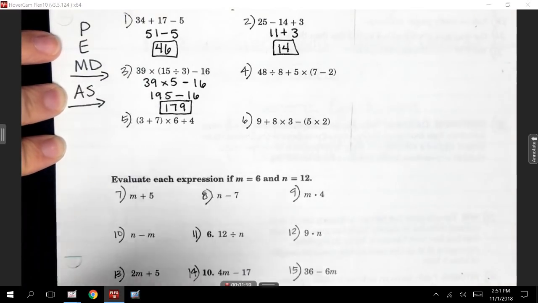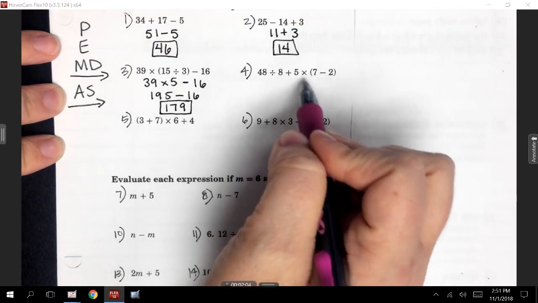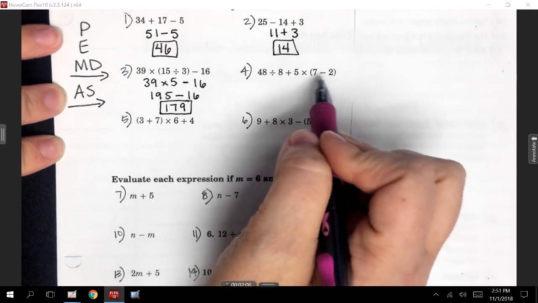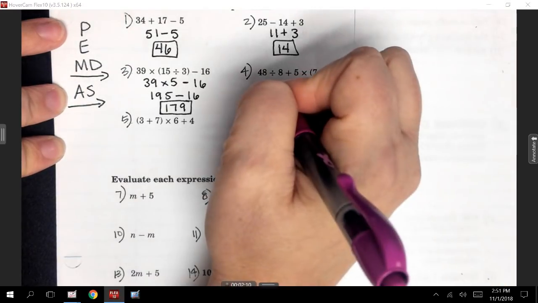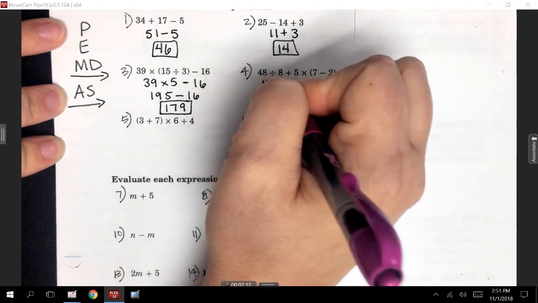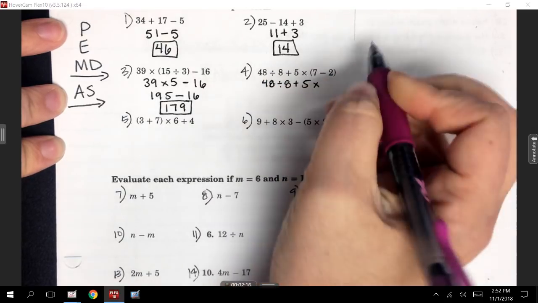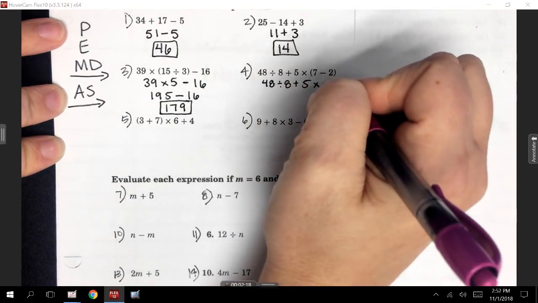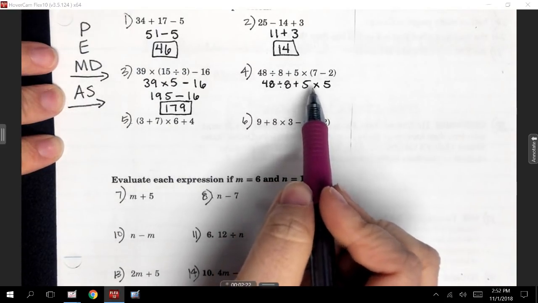Number 4, we have a bunch of stuff going on, division, addition, multiplication, and subtraction. But that subtraction is in the parentheses, which starts me off on my order. So that's where I'm going to start, leaving my division, leaving my addition, and my multiplication. 7 minus 2 gives me 5. All right, so now I have division, addition, and multiplication.